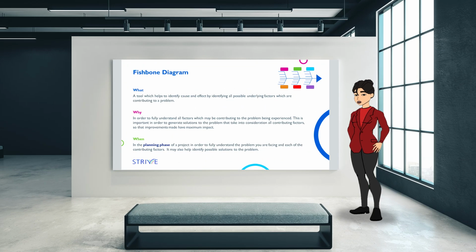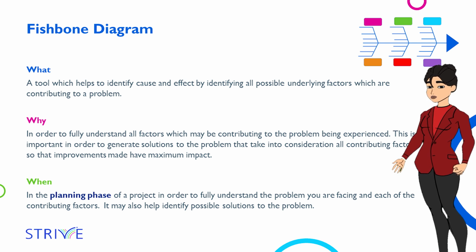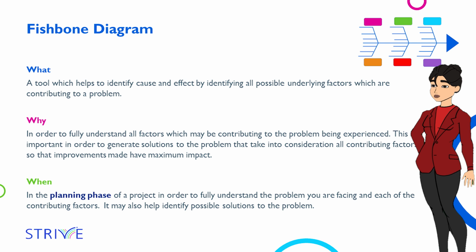Fishbone diagrams are a quality improvement tool which helps to define all underlying factors which are contributing to the problem you are trying to solve. You should use this tool in order to better understand the problem you are trying to solve so that any improvements made can have maximum impact.